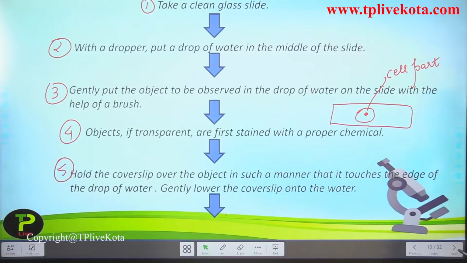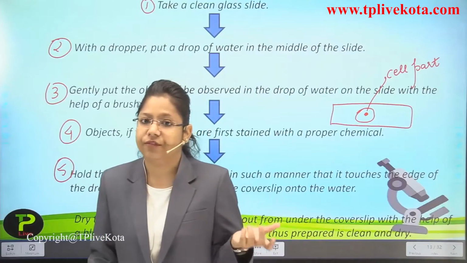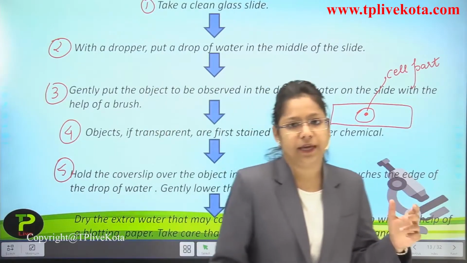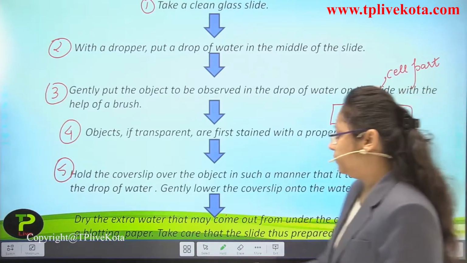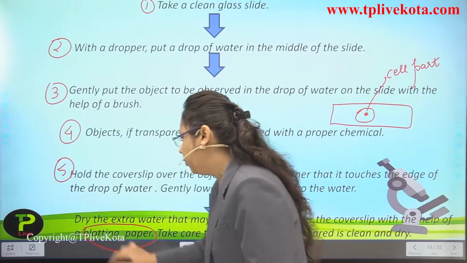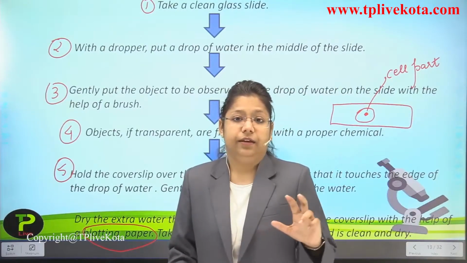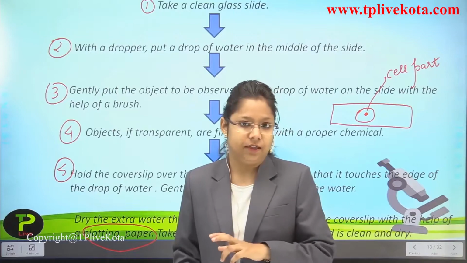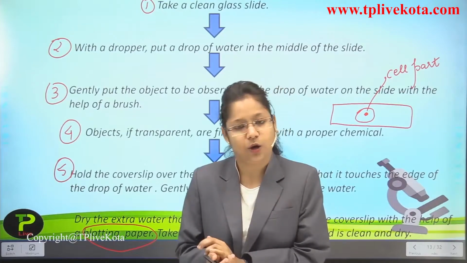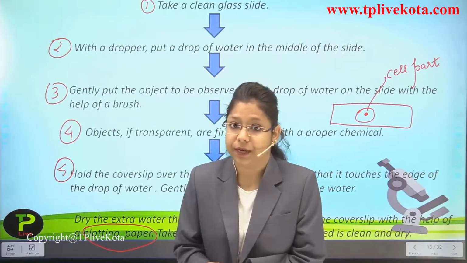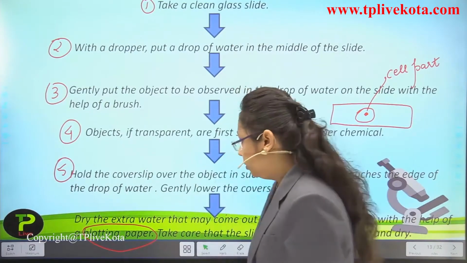The last step, the sixth step, is that you should dry the extra amount of water with the help of a filter paper or a blotting paper. See, it is written over here also, with the blotting paper you should dry the extra water. And you should take care that the slide is clean and dry. You should not place a wet slide under the microscopic observation. We always put a dry slide under the observation, the specimen which we have prepared. So did you understand all the 6 steps of preparing a slide? Okay.